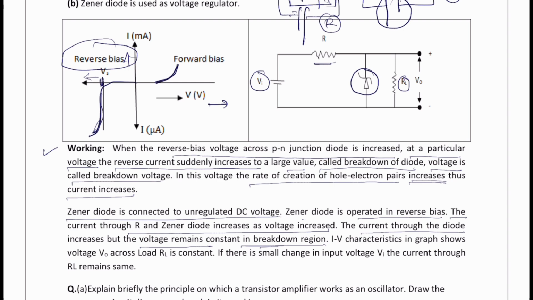Now, the current versus voltage characteristic in graph shows voltage VO across the load RL, that is constant. If there is a small change in input voltage, the current through the load, RL is the load resistance, remains same. So this is how we have to explain the Zener diode. This is the circuit diagram. It is operated in the reverse bias voltage. Okay. And why there is sudden increase? That is also explained in my last answer here.